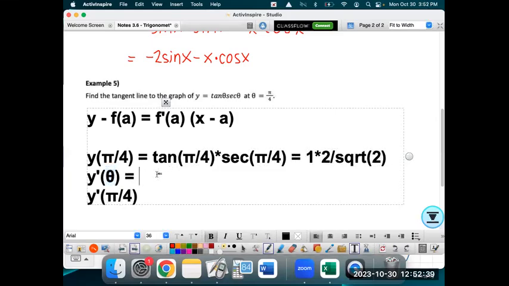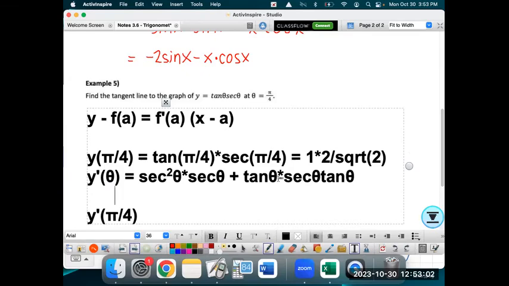Derivative of tangent is secant squared, times plain secant. Then plain tangent times the derivative of secant, which was secant tangent. Cleaning that up a little bit, we get secant cubed theta plus secant theta tangent squared theta.